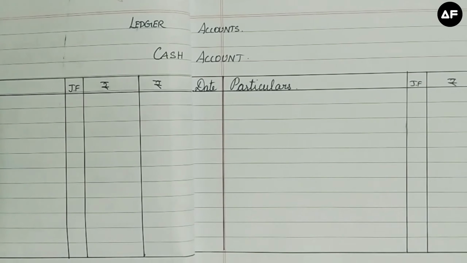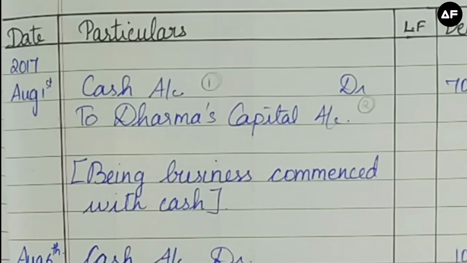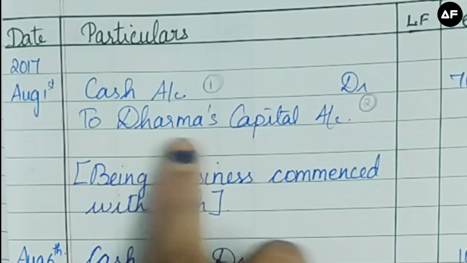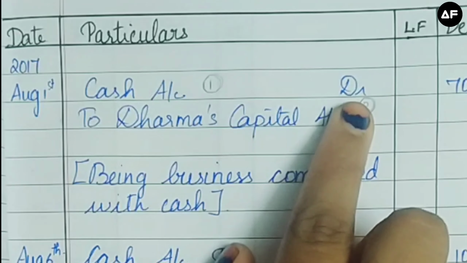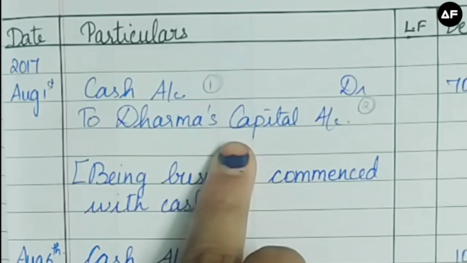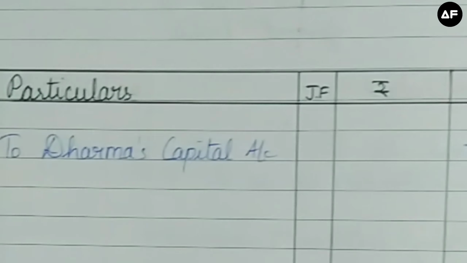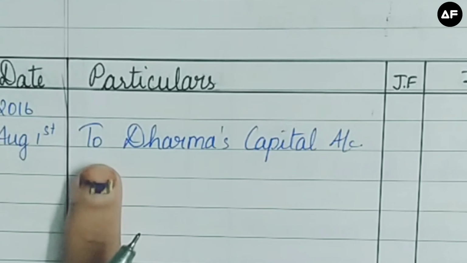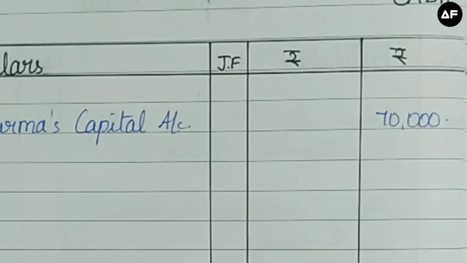Next we are going to go back into the journal entries and see one by one where this cash account appears. In our first journal entry, we have cash account. Concentrate on the term cash. So cash account debtor to Dharma's Capital account is given there. Cash account debtor. So go to the debit side of the cash account and write the opposite account's name, that is to Dharma's Capital account. So in my cash account, I've come to the debit side and I have recorded 2016 August 1st to Dharma's Capital account and the amount is also recorded 70,000 on the debit side.